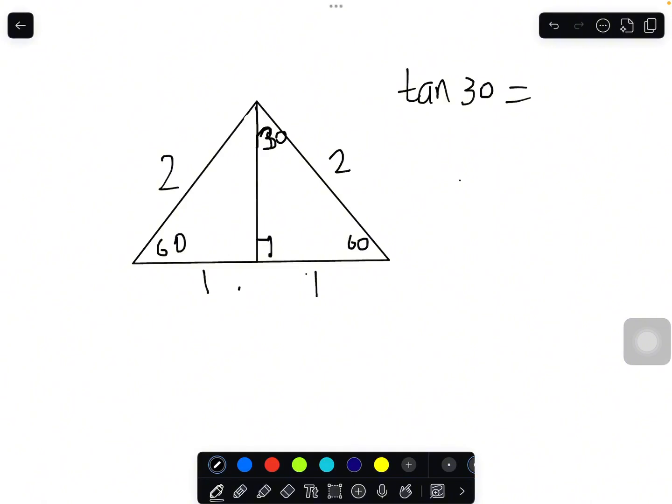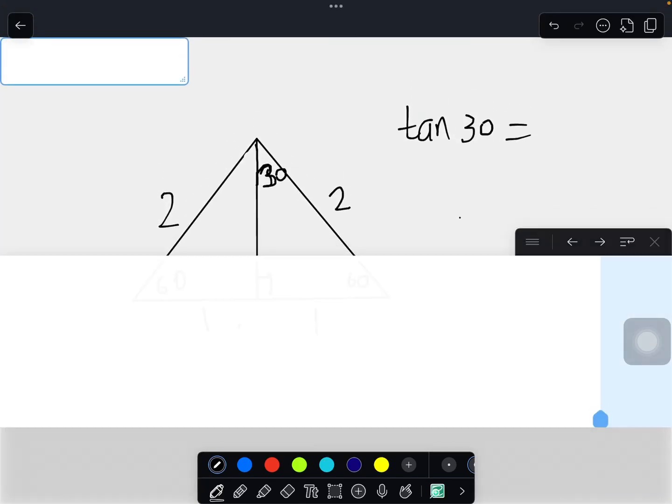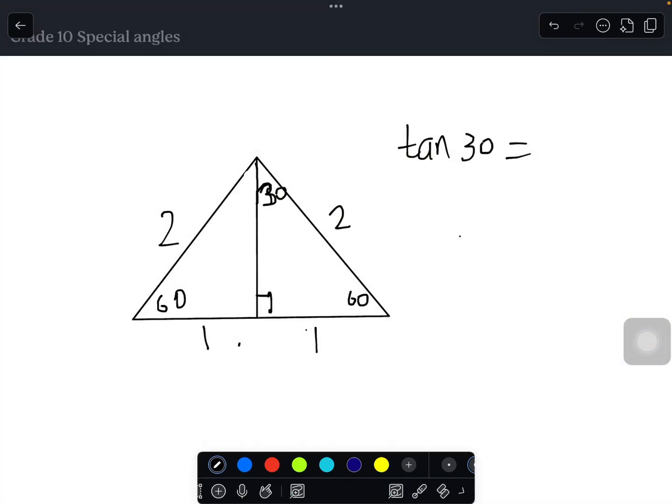And with opposite over adjacent, we need to know what the value of this side right here is. How we're going to get the value of that side is we're going to use Pythag. If we use Pythag, the length of this will become root 2. Let's just double check that. No, it's going to be root 3. So we're going to have root 3 here. And if we had to say the tan of 30, it's my opposite over my adjacent. So it's going to be my opposite, which is 1, over my adjacent, root 3.